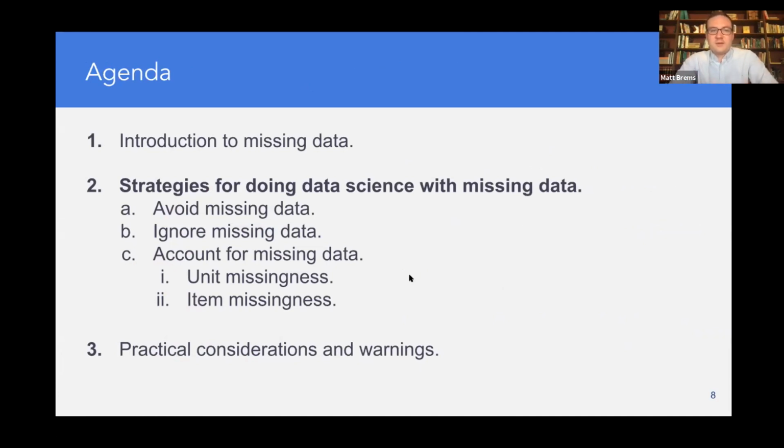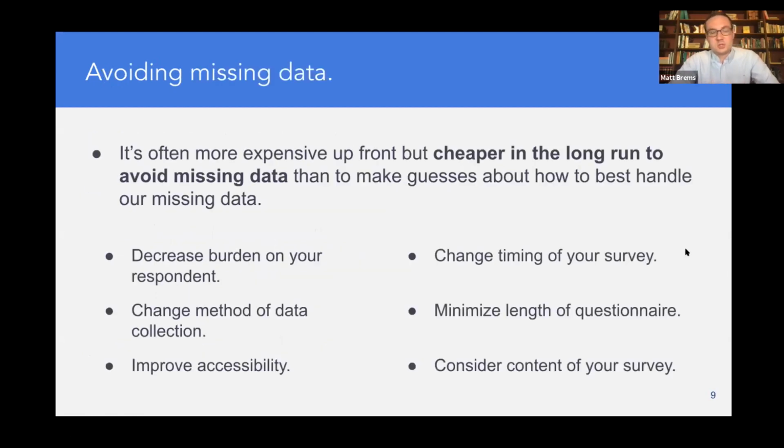I want to spend the majority of our time focusing on accounting for missing data. So I'm going to go through the avoiding and ignoring sections pretty quickly. Luckily, this is being recorded, so you'll be able to see this afterward. Avoiding missing data. It is often more expensive upfront, but cheaper in the long run to avoid missing data than it is for you to make guesses about how to best handle that missing data. That is, if you were able to design some data collection process that allows you to gather all of the data up front, then that often will pay off better in the long run, but it does require an upfront investment. Some things that you might do to try and avoid missing data.